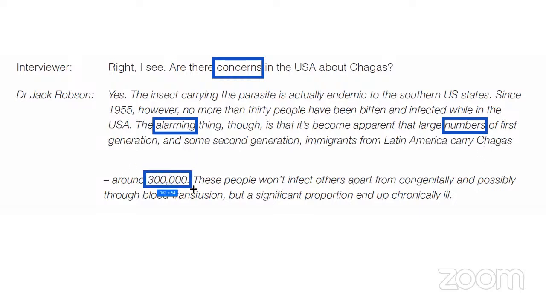Around 300,000 people. These people won't infect others apart from congenitally and possibly through blood transfusion, but a significant proportion end up chronically ill. Now, based on this, you should understand concern means alarm. So this is how you can identify. Now we have made this listening into reading. Can you give your answers, please? What do you think is the answer? Let us check before moving further.